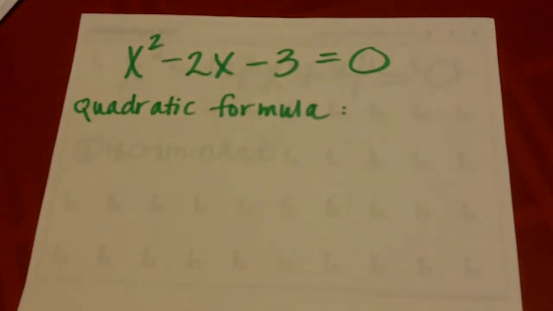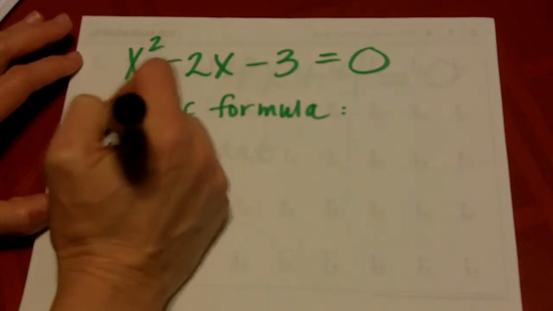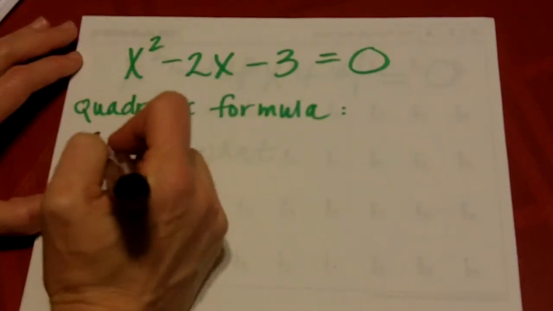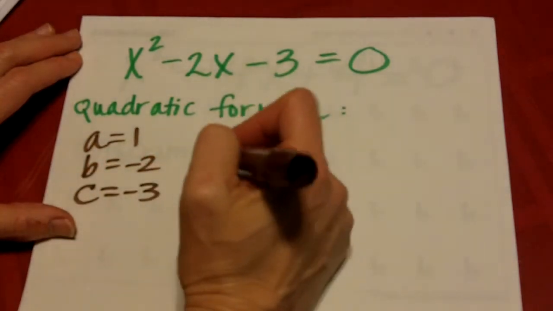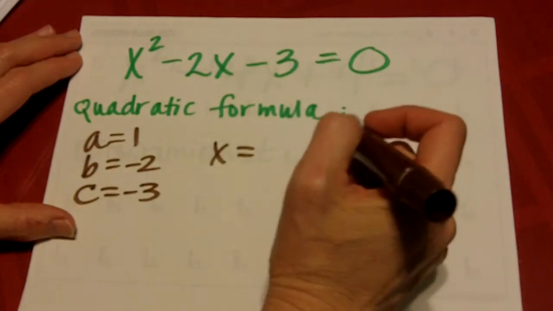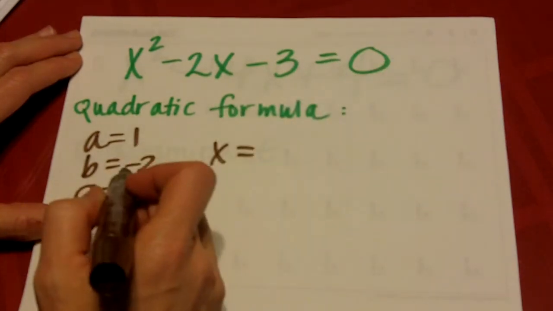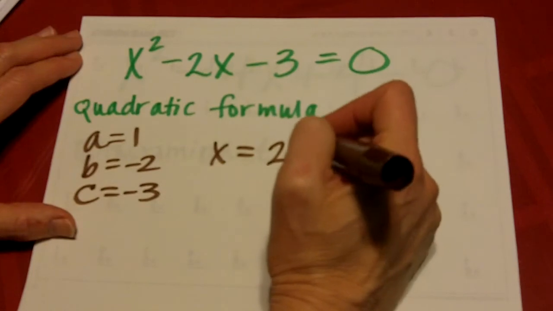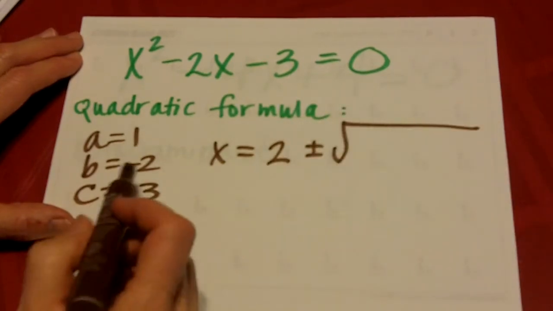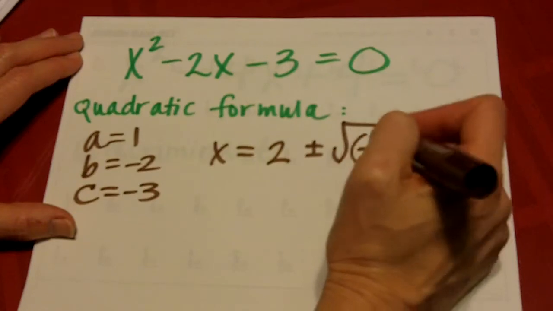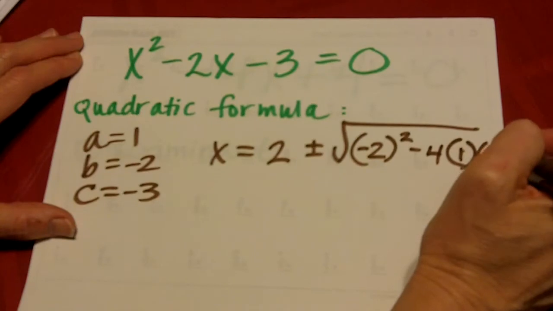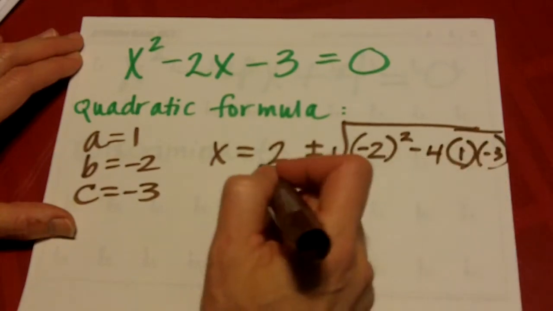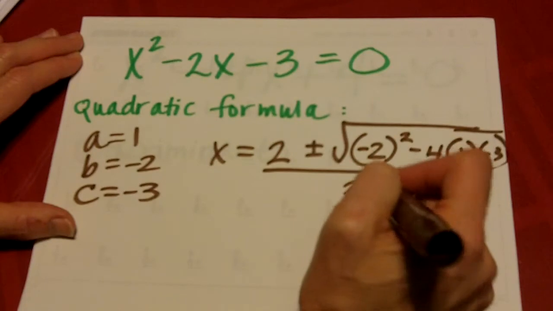Now, in this case, if we went ahead and did the quadratic formula, again, we have a equals 1, b equals negative 2, c equals negative 3. We plug it into the formula. X equals negative b, or negative of negative 2, which is positive 2, plus or minus the square root of b squared, negative 2 squared, minus 4 times 1 times negative 3. And the discriminant part should look really familiar to you, all over 2a.